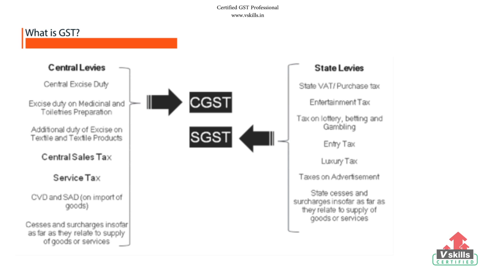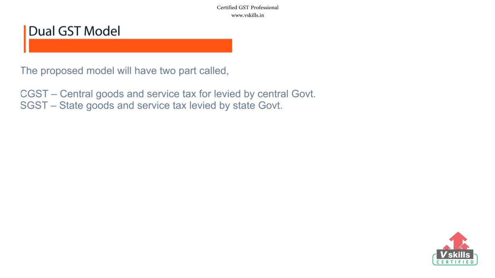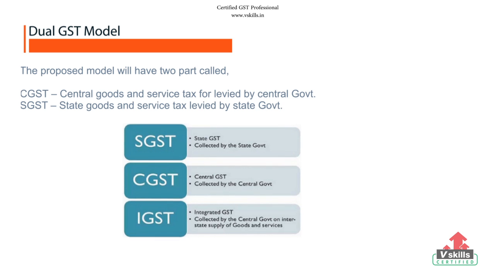Goods and Services Tax is an indirect taxation in India, merging most of the existing taxes into a single system of taxation. Most countries have a single unified GST system. That means a single tax will be applicable all around the country.